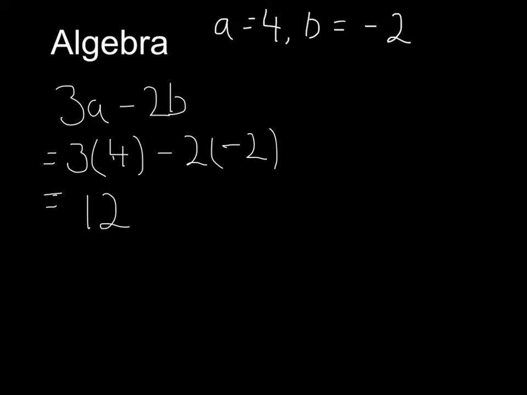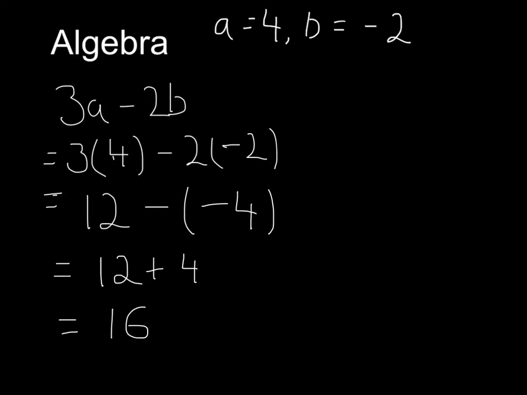Minus, now 2 by minus 2. What is 2 by minus 2? Well, it's minus 4. Okay, so now we have 12 minus minus 4, which is the same thing as plus 4. So let's go 12 plus 4, and that equals 16. And that's our answer.